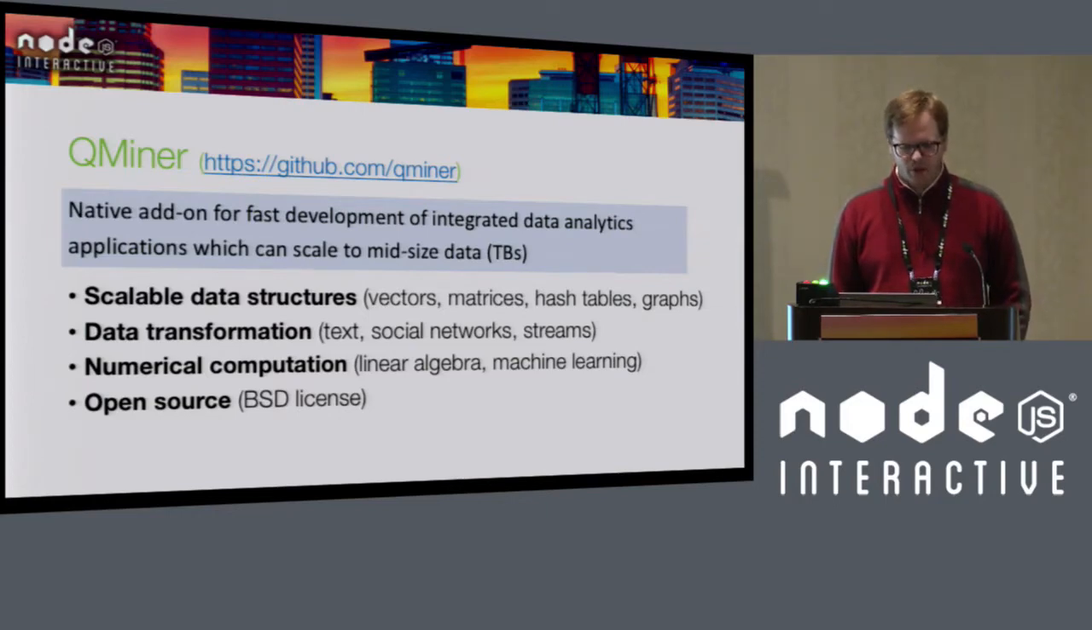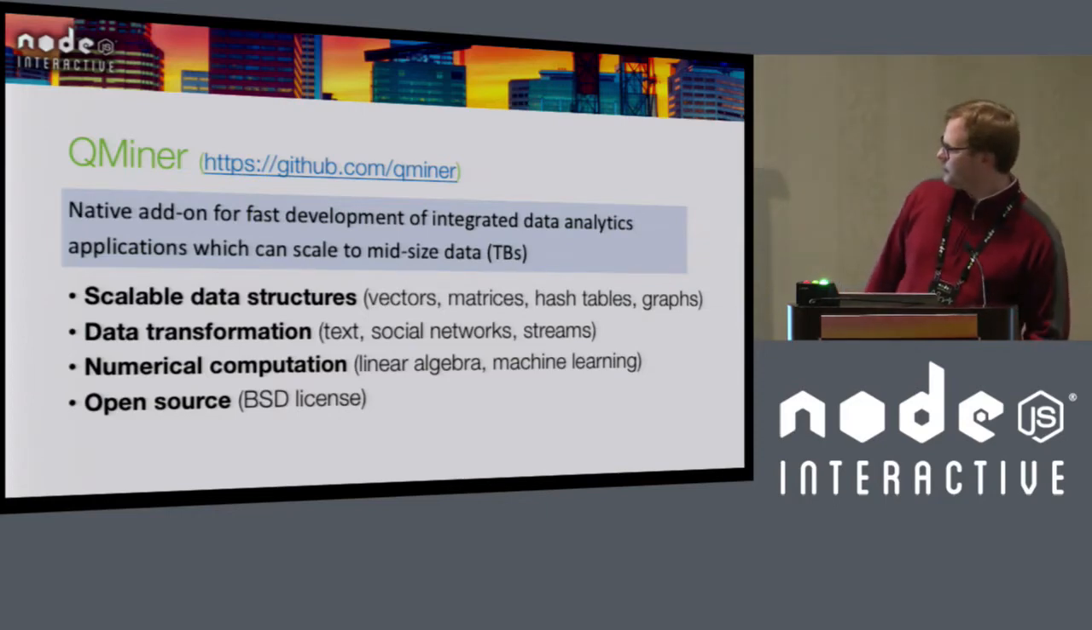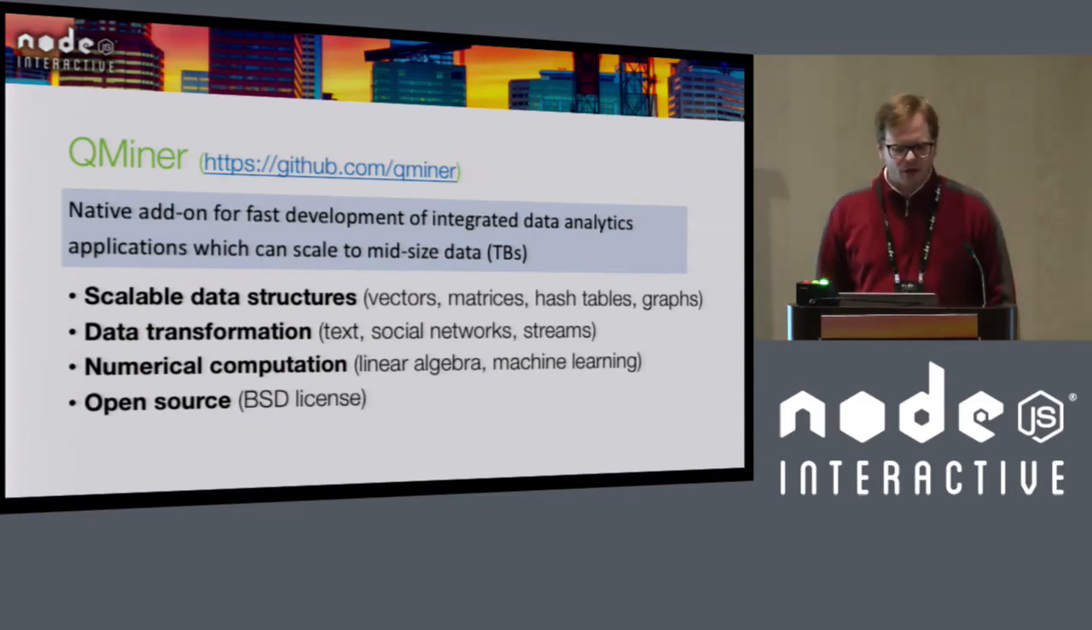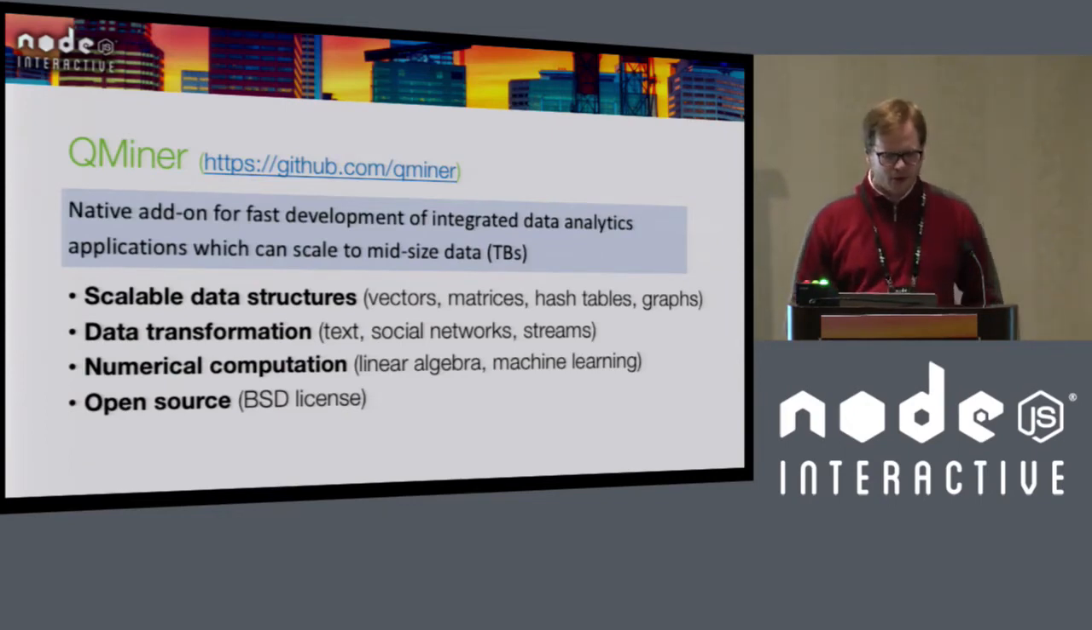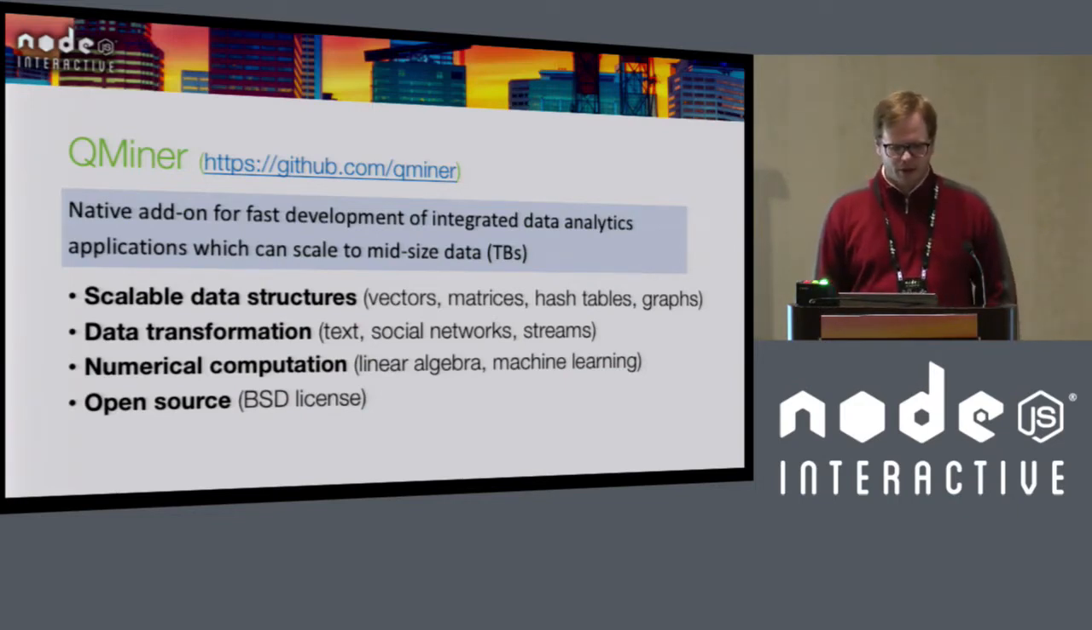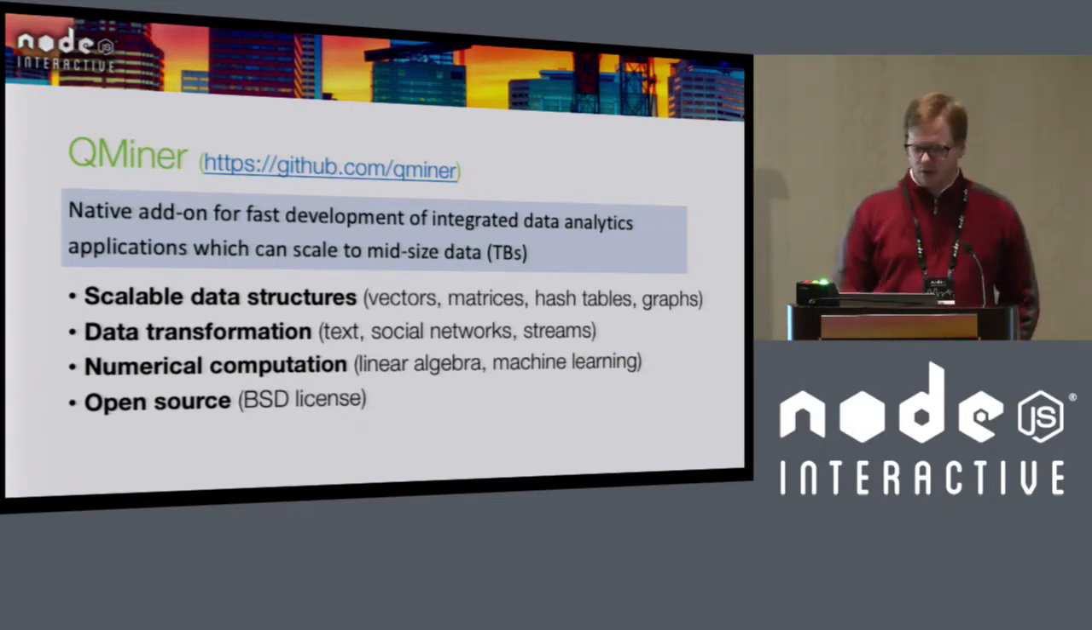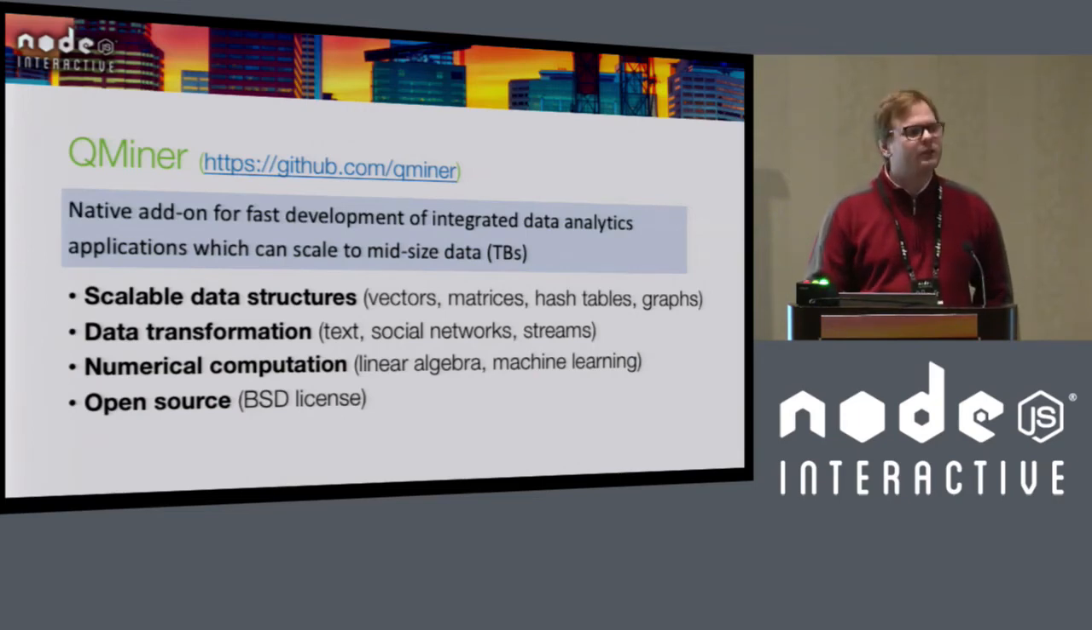It has a couple of native add-ons, native support. So one is scalable data structures. So you have C++ implementations of vectors, matrices, hash tables, graphs, and so on. It has a C++ implementation for various data transformations, whether we're working with text, with social networks, with data streams. And it has a wrapper around industry standard linear algebra packages like BLAS or LAPACK. So you can do fast numerical computation on top of these structures, and support for a couple of standard machine learning algorithms. And it's open source.